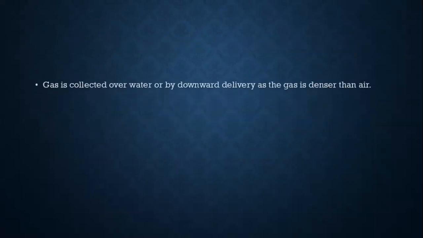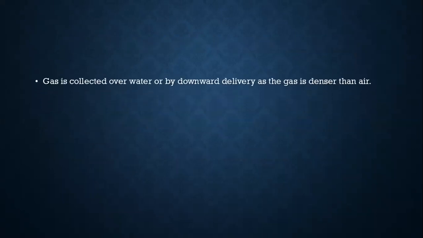We proceed. How is carbon dioxide then collected? Carbon dioxide is collected over water, or by a process called downward delivery of gas, because carbon dioxide is denser than air. If you have to collect it, you can collect it over water because it does not mix with water, it is insoluble in water. You can also collect it by downward delivery of gas, because it is denser than air.